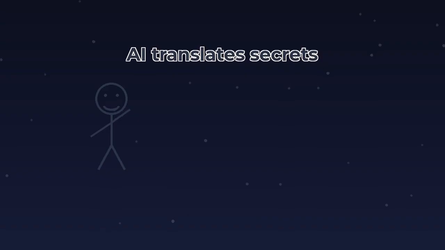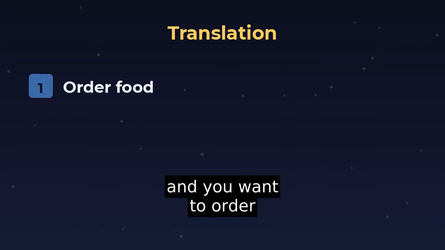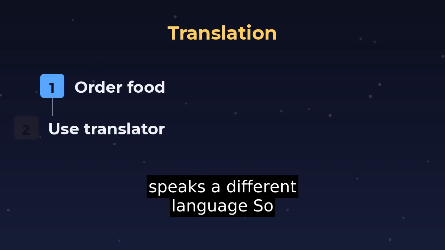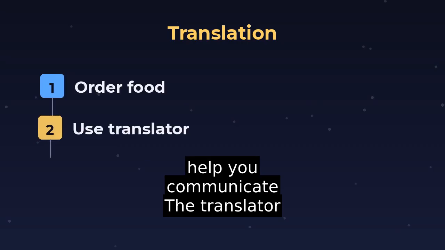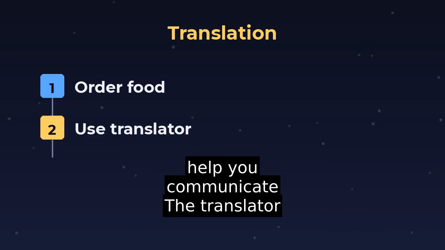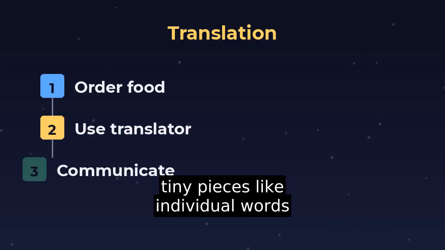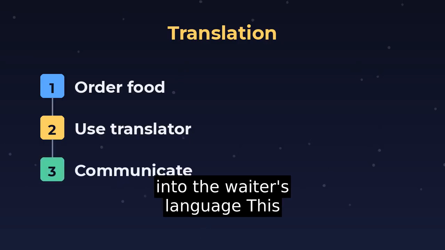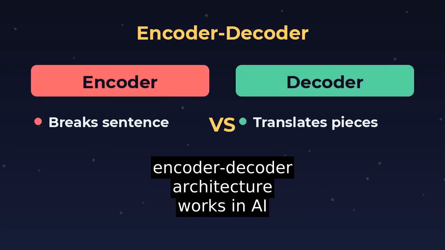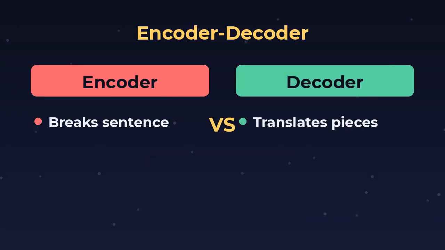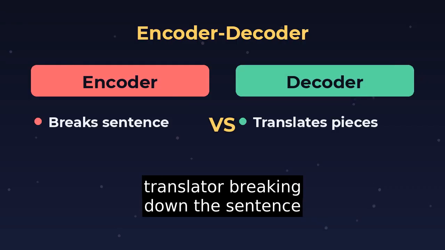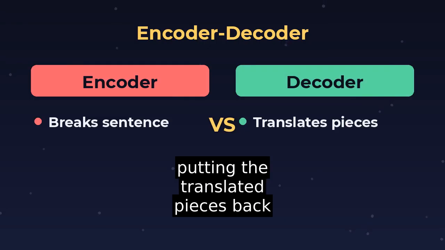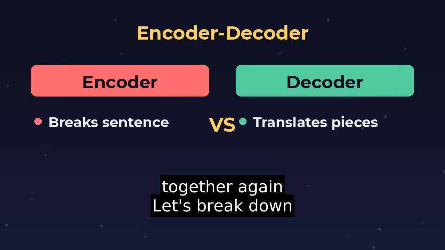Let's find out. Imagine you're at a restaurant and you want to order food. But the waiter only speaks a different language. So, you use a translator to help you communicate. The translator breaks down your sentence into tiny pieces, like individual words, and then translates each word into the waiter's language. This is similar to how an encoder-decoder architecture works in AI. The encoder is like the translator, breaking down the sentence into tiny pieces, and the decoder is like the waiter, putting the translated pieces back together again.